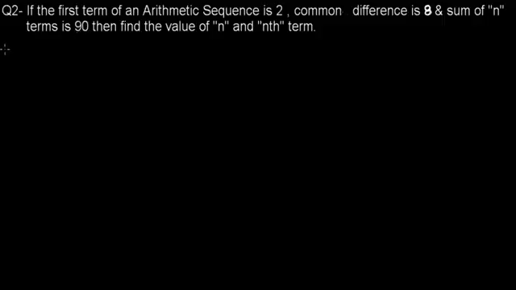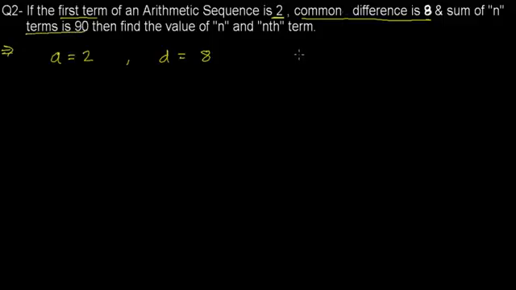As I told you in the previous videos, always try to write the given things first. So as per the question, let's write all the given things. Keep in mind the first term of an arithmetic sequence is 2, so let me represent the first term by A, so A equals 2. And the common difference is 8. We can represent the common difference by D, so D equals 8. And the sum of the n terms is 90.